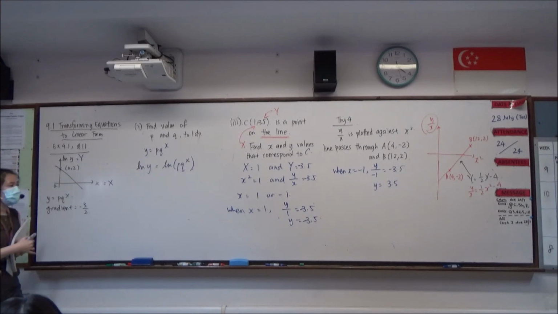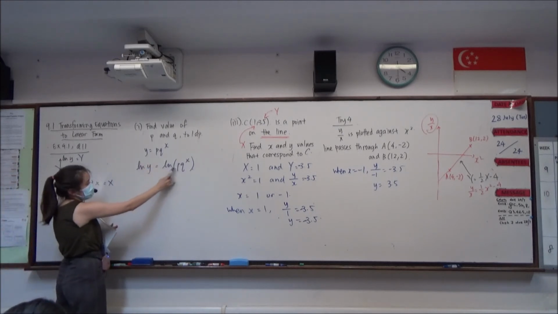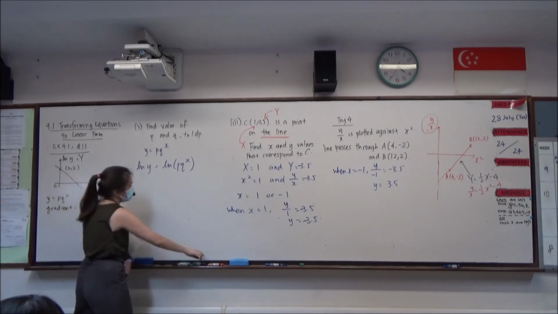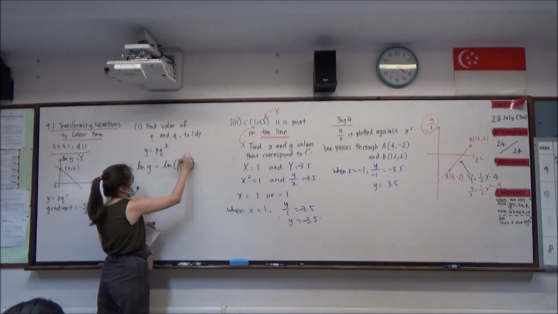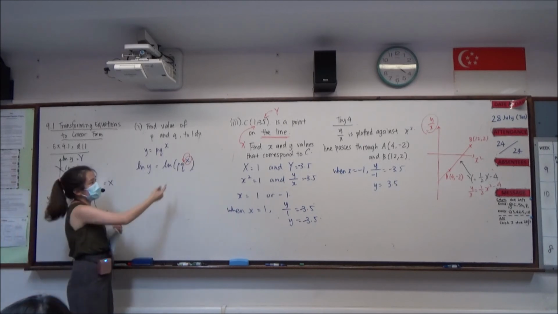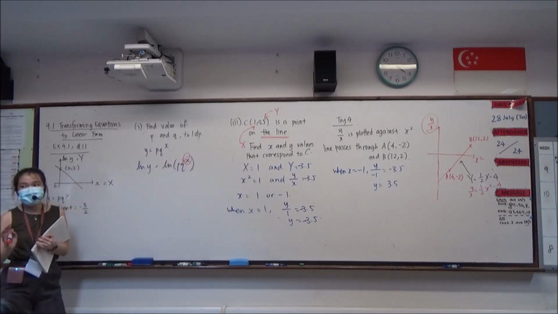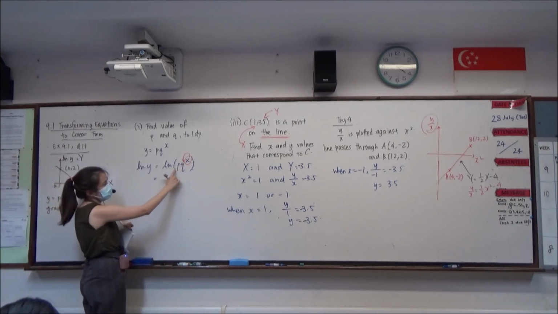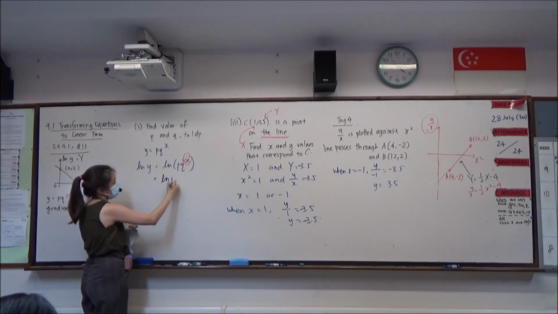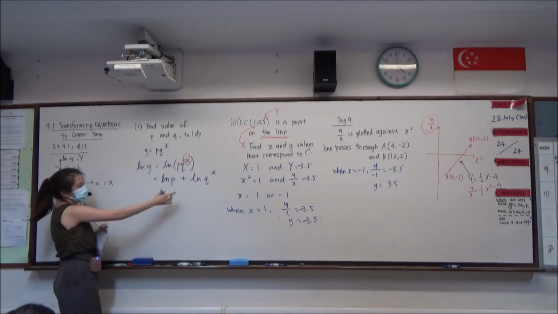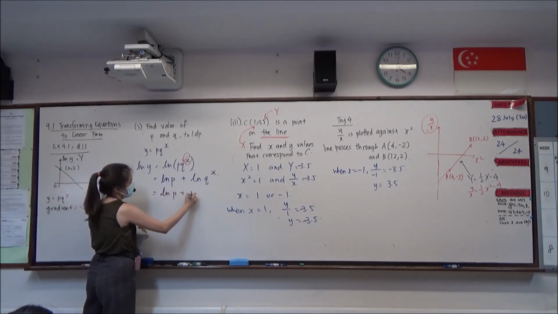So ln both sides, and ln of the whole thing, pq to the power x. Remember that the x only belongs to q. That's a common mistake, where you think the x belongs to everything in pq, then you happily bring down the x. That's not correct. So we make use of our logarithm laws. This is p times q to the power of x, so that means ln p plus ln q to the power of x. Only at this juncture can you bring down the x.